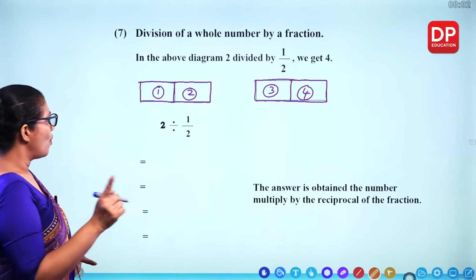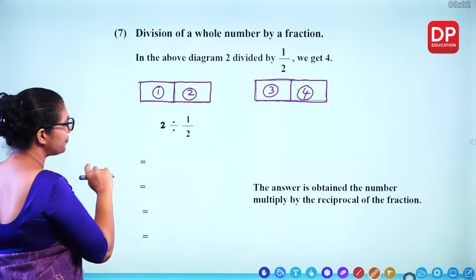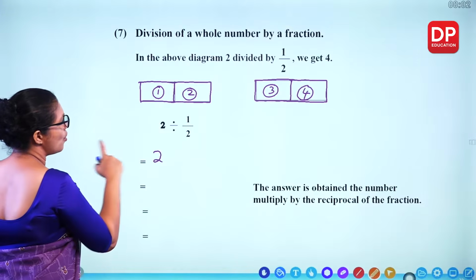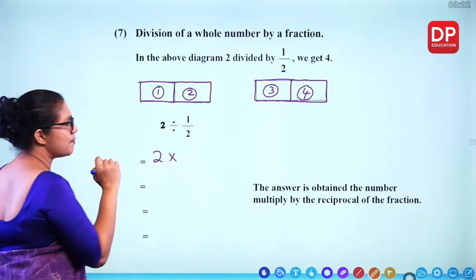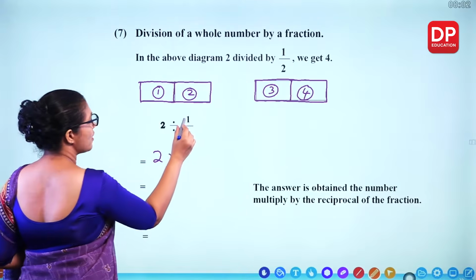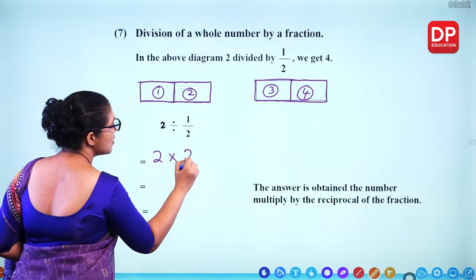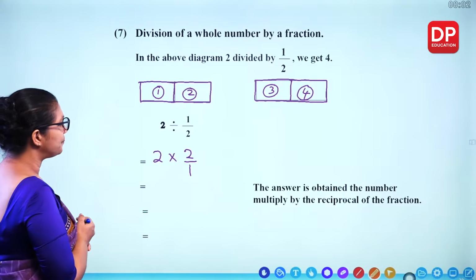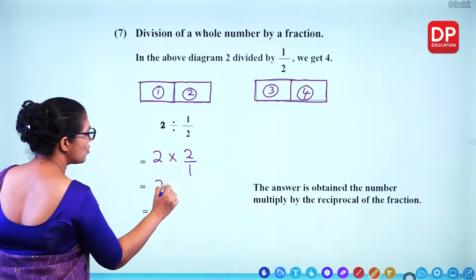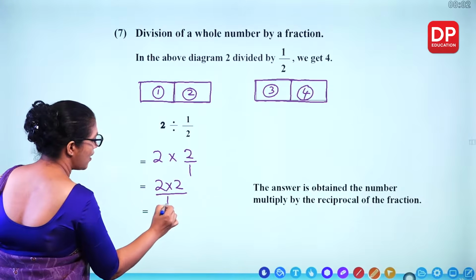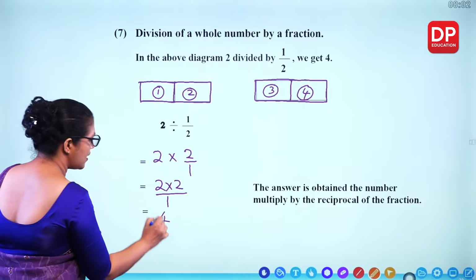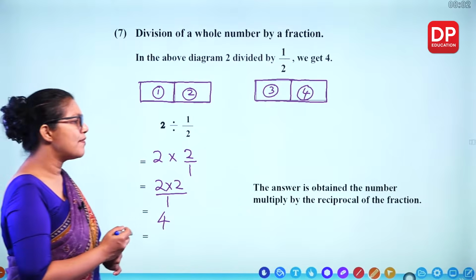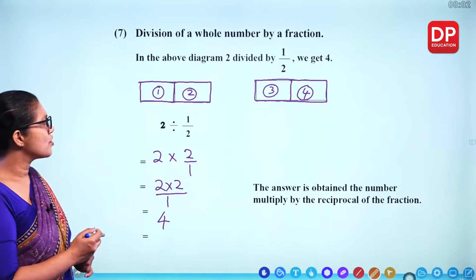How we get 4? So we'll do it using the previous method. 2, convert to multiplication by taking the reciprocal of half. Half means 2 over 1. Now, this is like 2 times 2 over 1. 2 times 2 is 4. The answer is obtained. The number is multiplied by the reciprocal of the fraction.